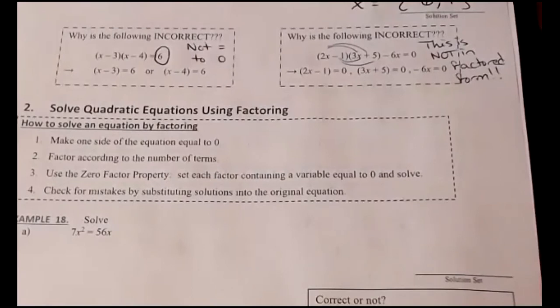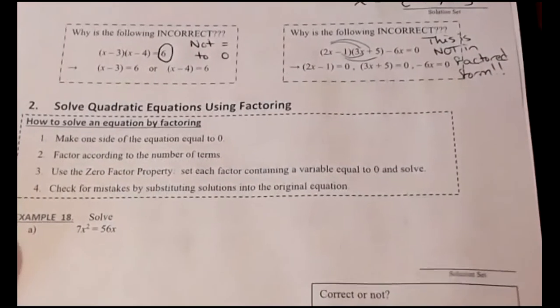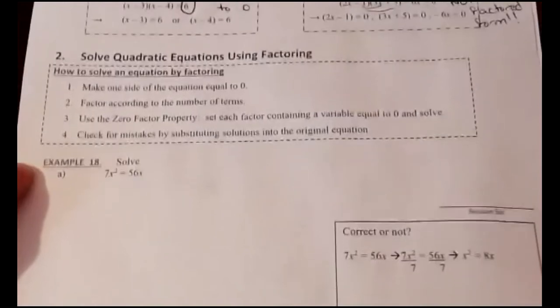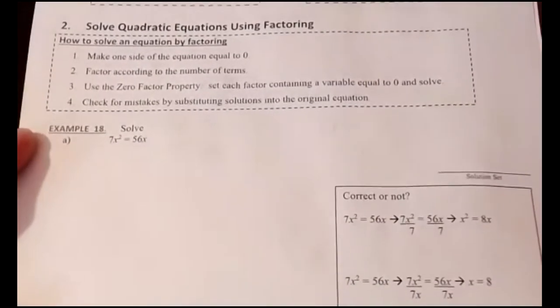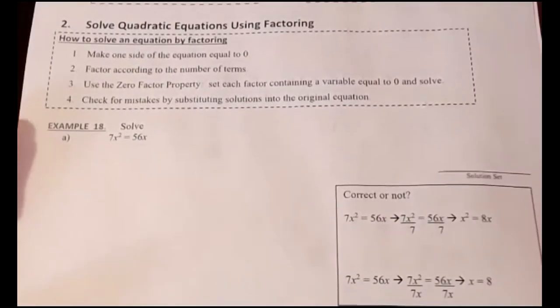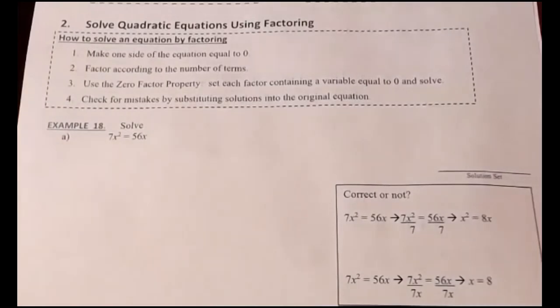All right, cool. Let's actually apply this. So remember, set equal to 0, factor according to the number of terms, and then set each factor containing a variable equal to 0 and solve. And we could always check for mistakes by substituting back. All right, take a look at part A. We have 7x squared is equal to 56x. Shout out how you would set this equal to 0. What do you think? Shout it out.